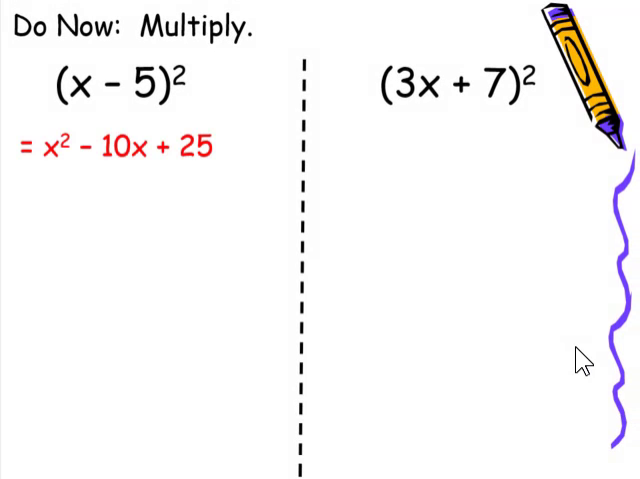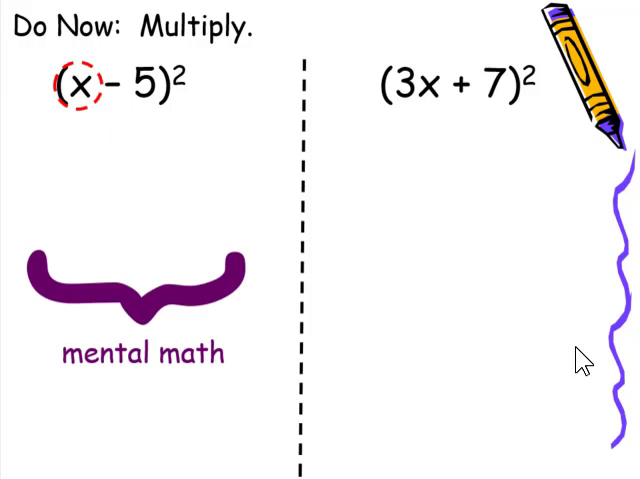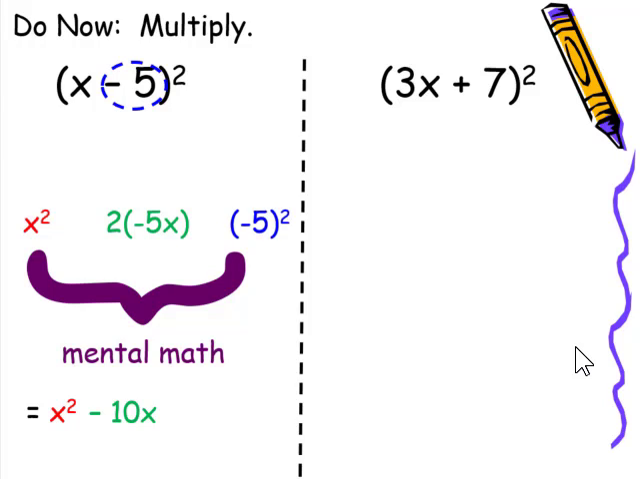All right, so how do we do it in our heads? The way you look at it is mental math. We take that first term and we square it. We take the first and the second term and multiply them and double it. Then we take that second term and square it. And that's how it looks.